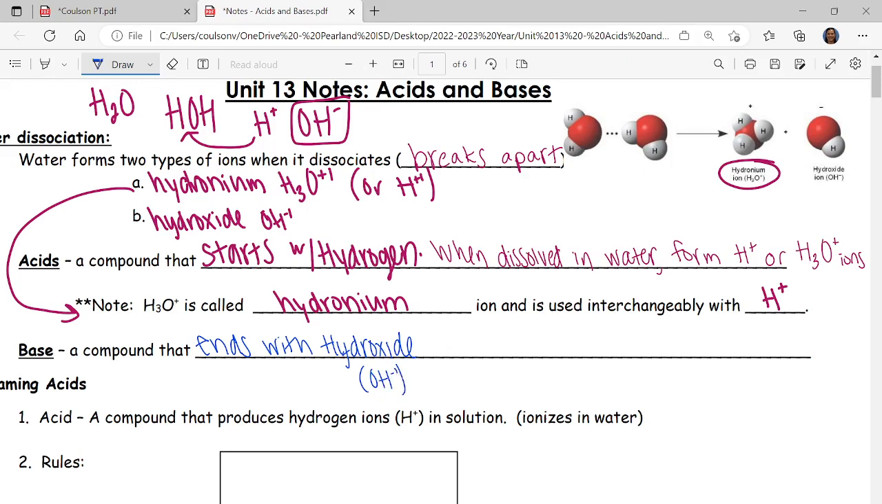The reason we say that it ends with hydroxide and doesn't start with hydroxide is because when we form an ionic compound that contains hydroxide, since hydroxide is negative, it would be the second thing that's in the compound. So when this is dissolved in water, this forms OH minus 1 ions. So an acid will form H plus or H3O plus ions, and a base will form OH minus 1s.